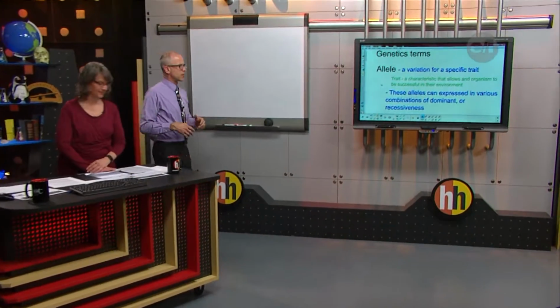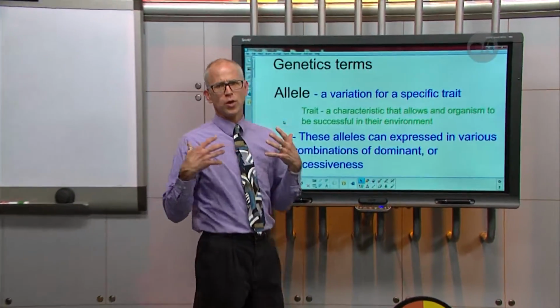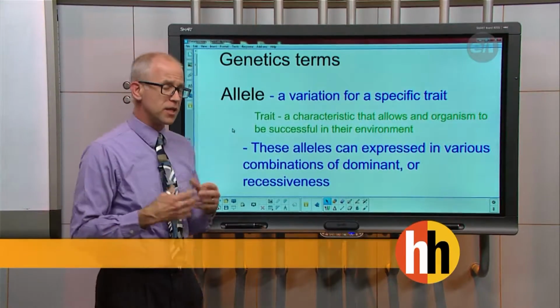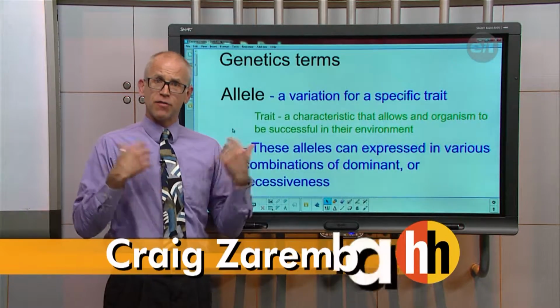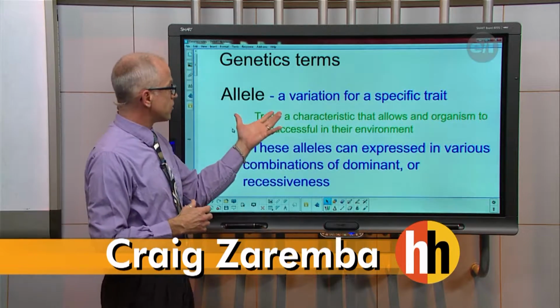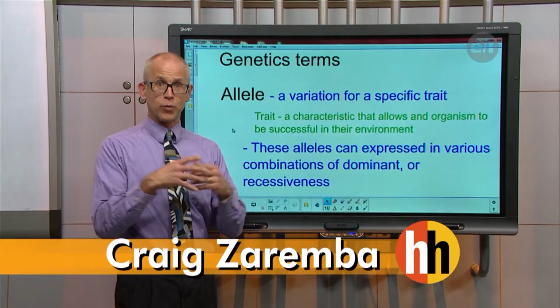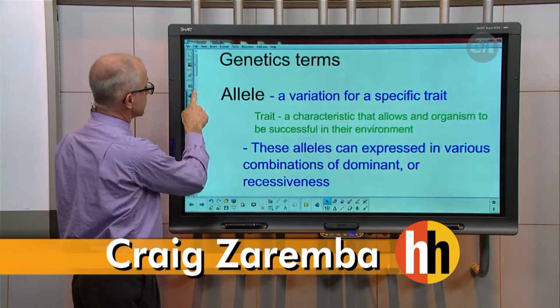All right, so yesterday I introduced some of the terms in genetics, about what genetics is. One of the things I mentioned was an allele. An allele is a variation that we get for a specific trait. Now, for this allele to present itself, you have to have a variation from mom and a variation from dad. And then when we get those variations, they get expressed.